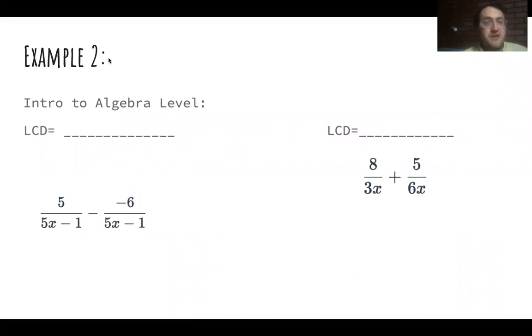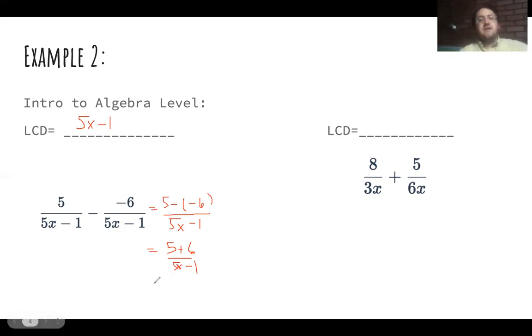All right, so now we're going to go to the algebra level. Some of the problems that you're going to see on Delta Math, if you are lucky, are ones that have the same denominator already. So we already have the least common denominator on this. So what we do is we just keep the denominator the same. And then we do 5 minus a negative 6. And then this would just be equal to 11 over 5x plus minus 1. And that's your final answer.